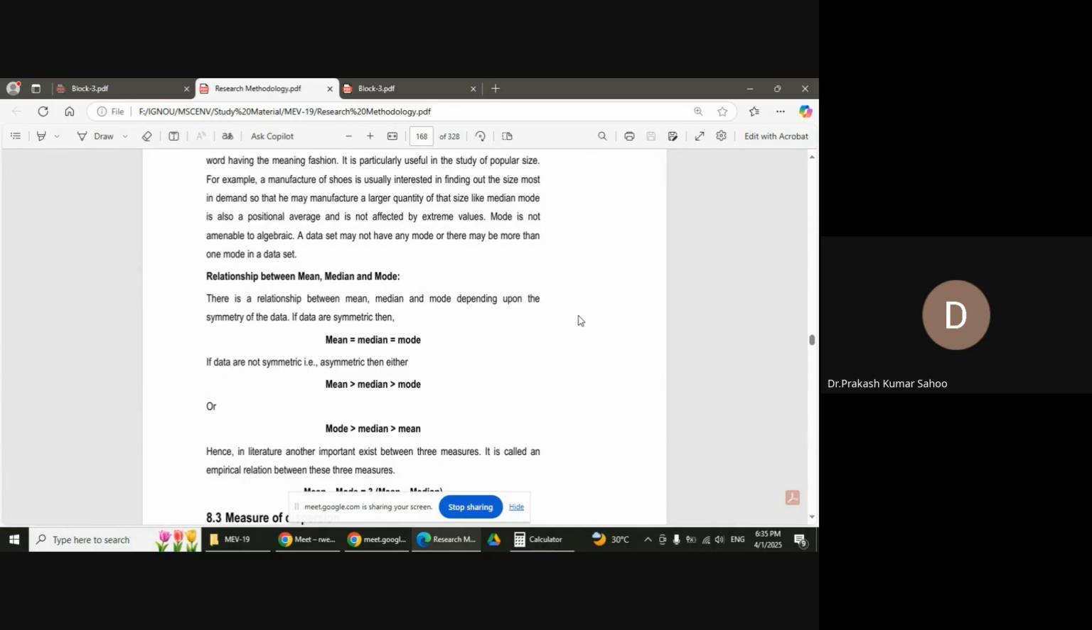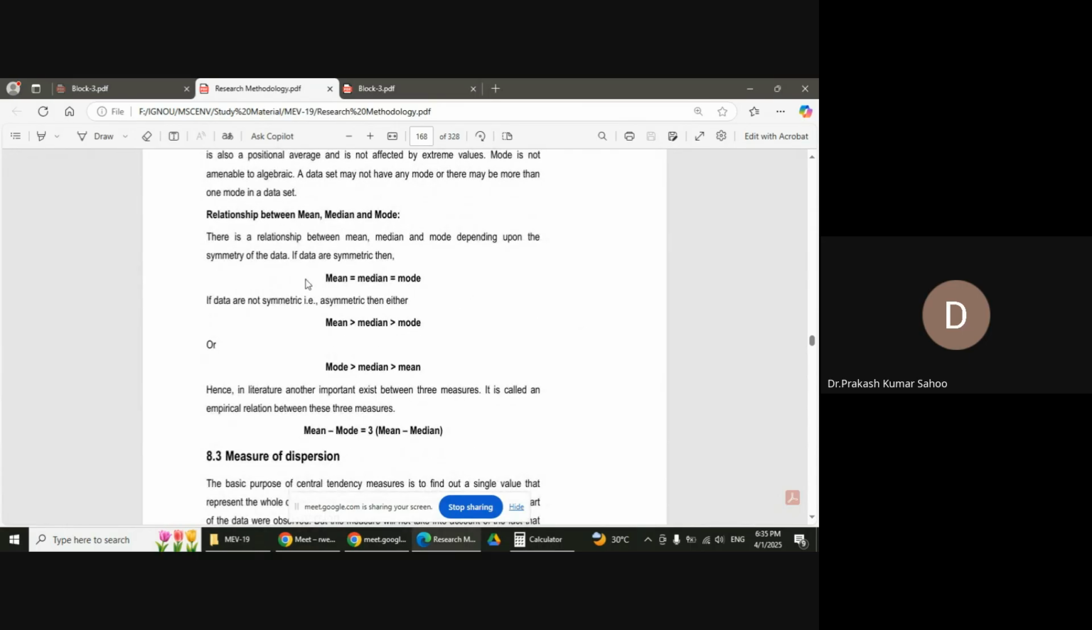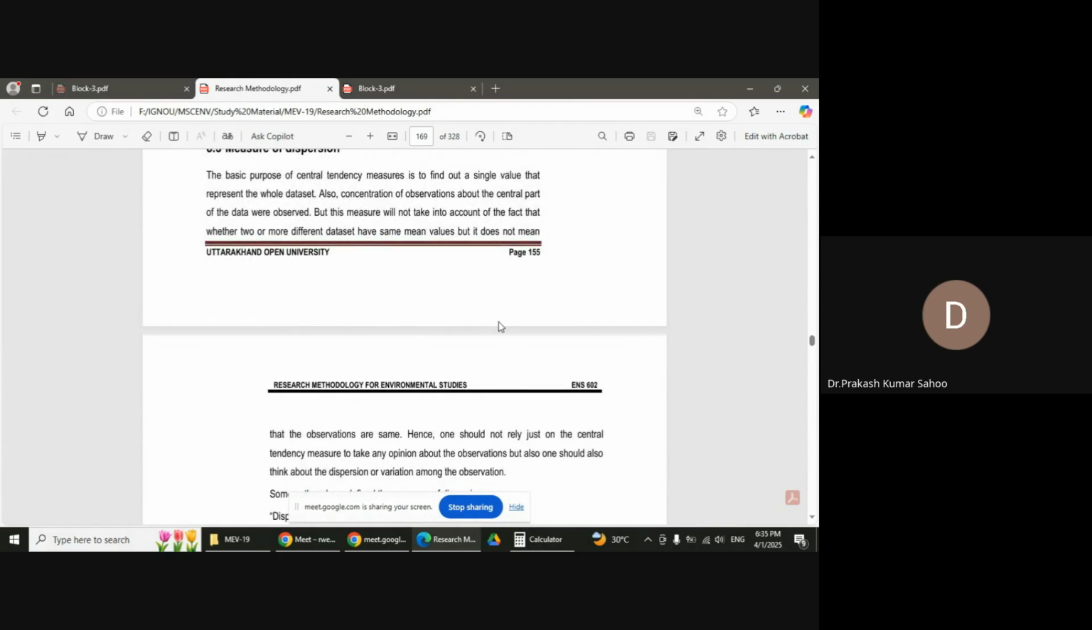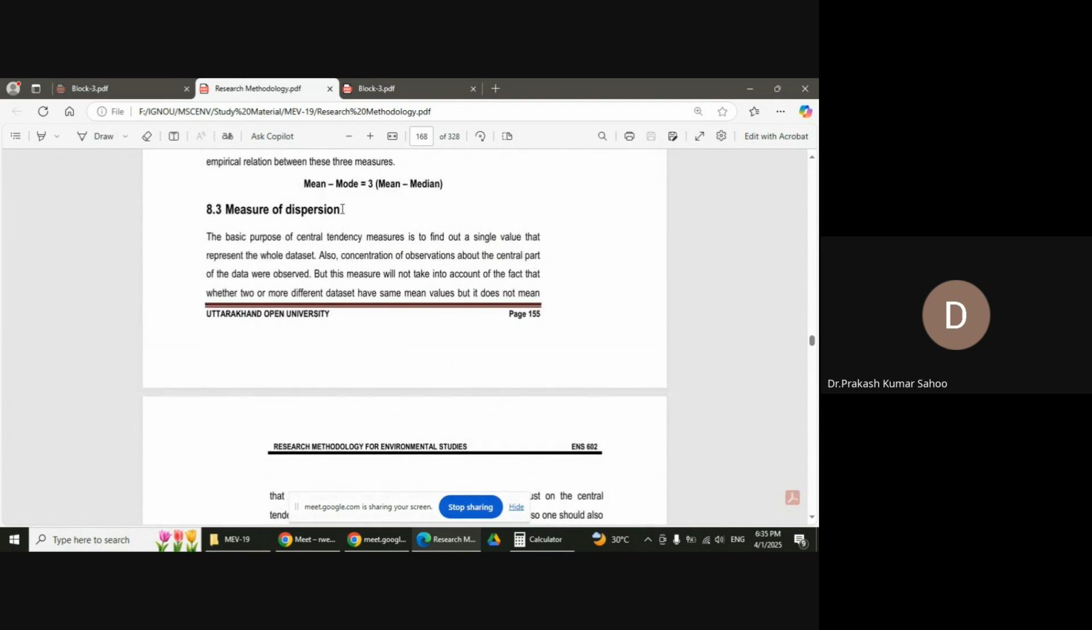Frequency, right? It is a frequency mode. So the relationship between mean, median and mode: if your data are symmetric, then mean, median and mode are all the same. If it is asymmetric, then mean may be greater than median, may be greater than mode, or mode may be greater than median, or mode greater than mean. These things are there. The measure of dispersion is more relevant to your standard deviation as well as variance.